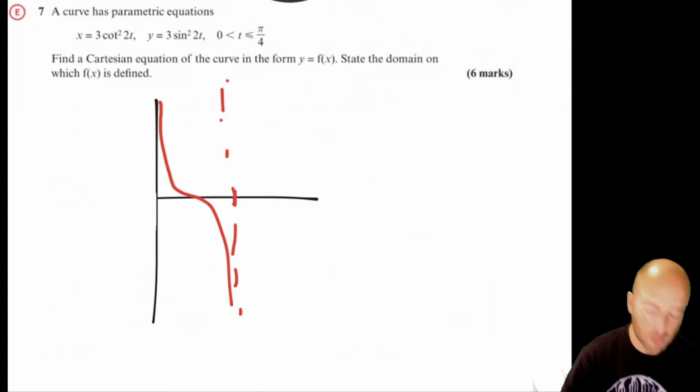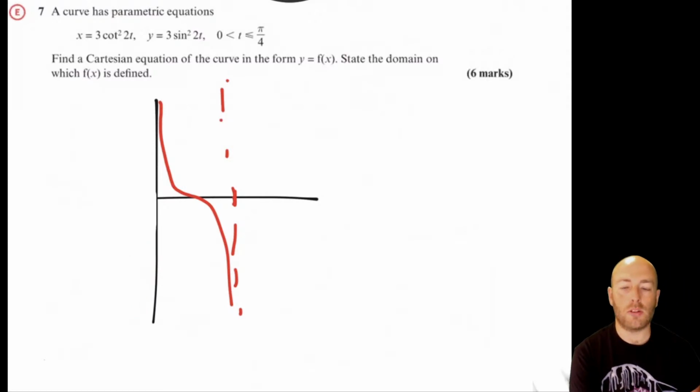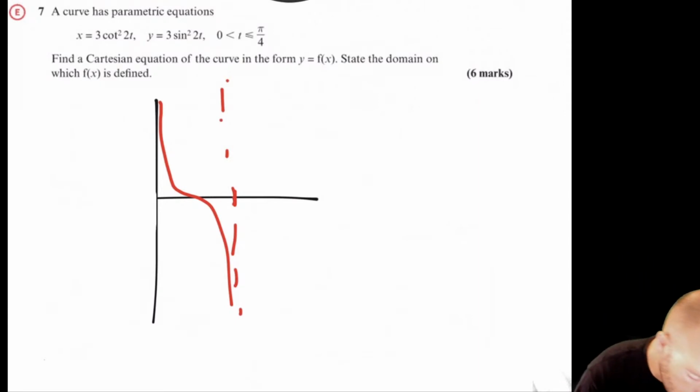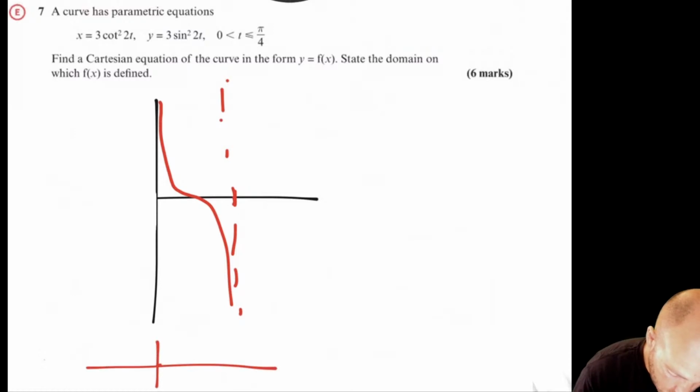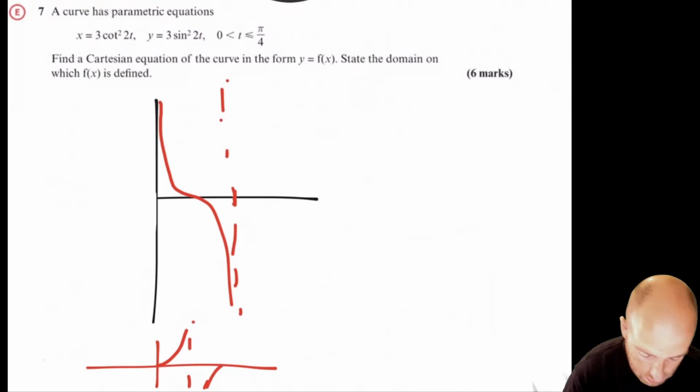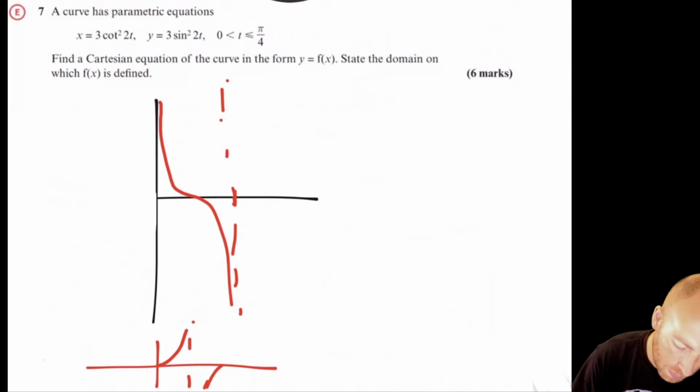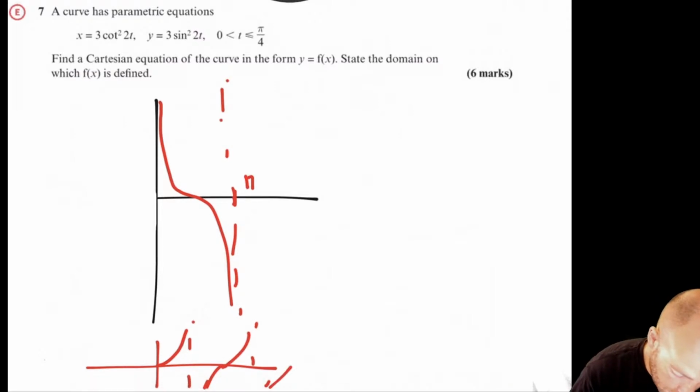So where does cot normally cross? Well, cot normally crosses, or the asymptote is normally, if you think about it, where tan would be equal to 0. So the tan is 0 at 180, so that would be pi. You can see from the rest of it there. So this is going to be pi.